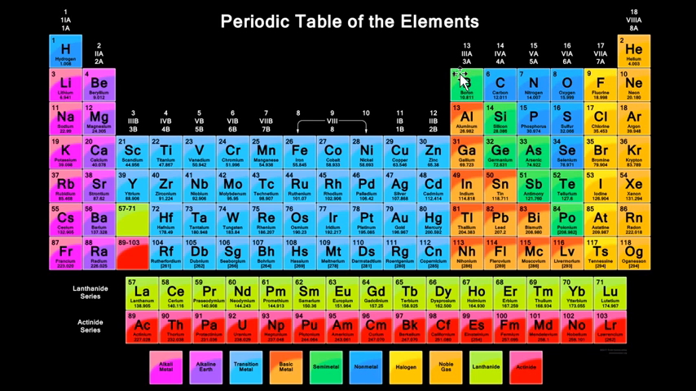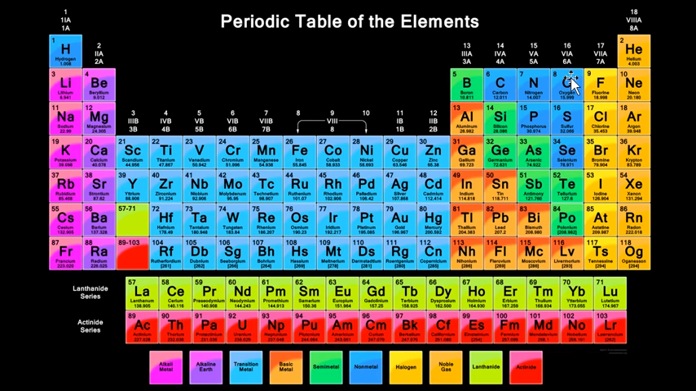The 13 group is also called the boron family. 14 group is called the carbon family, which contains carbon, silicon, germanium, tin and lead. And 15 group contains the elements nitrogen, phosphorus, arsenic, antimony and bismuth.